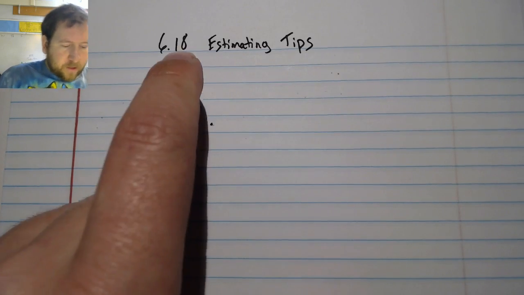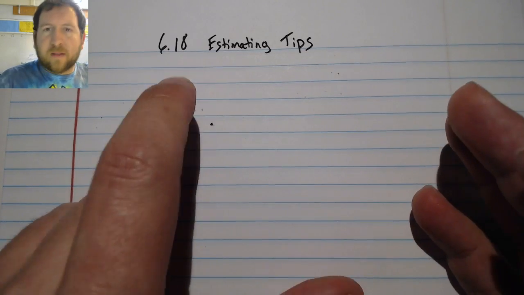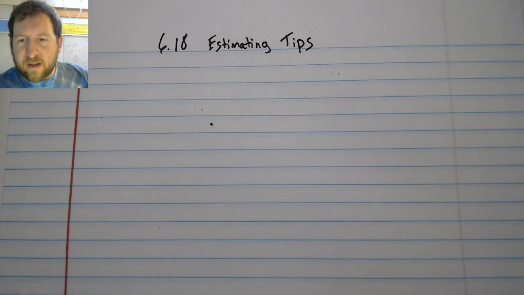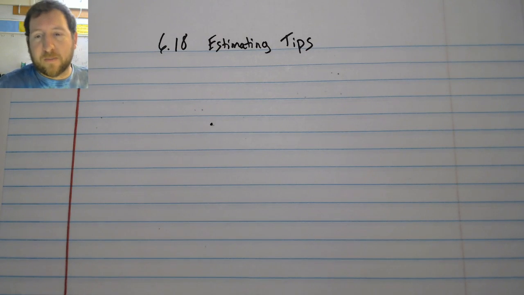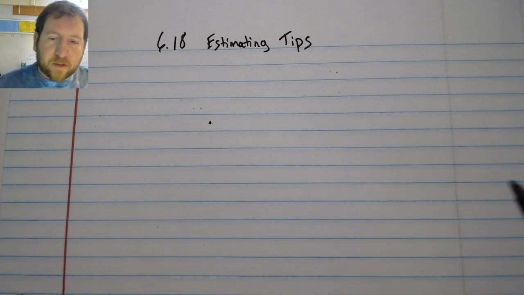All right, today we're going to talk about section 6.18. It's called estimating tips. This is for when we're going to the restaurant and we need to figure out how much to tip the server. So for our example today, we're going to look at Shen and his family.